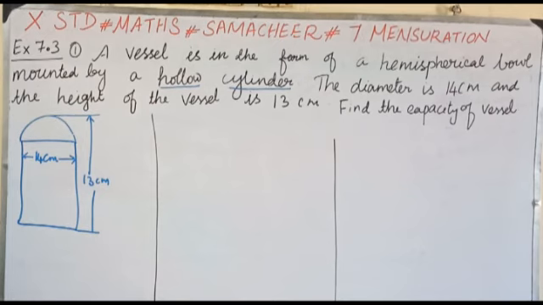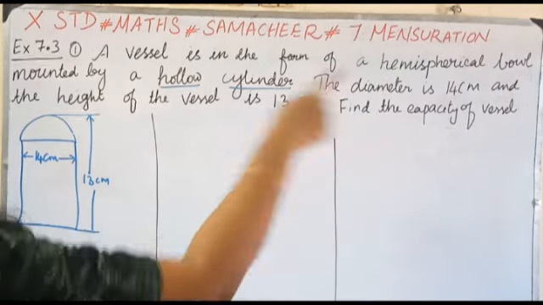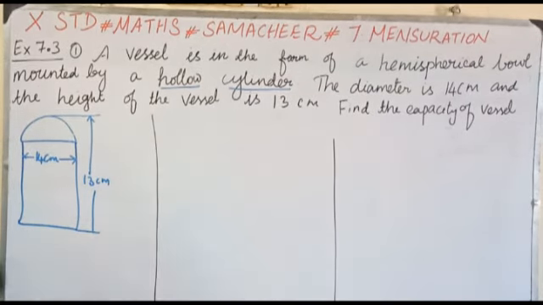A vessel is in the form of a hemispherical bowl mounted by a hollow cylinder. The diameter is 14 cm and the height of the vessel is 13 cm. Find the capacity of the vessel. A hemispherical bowl is mounted by a hollow cylinder.